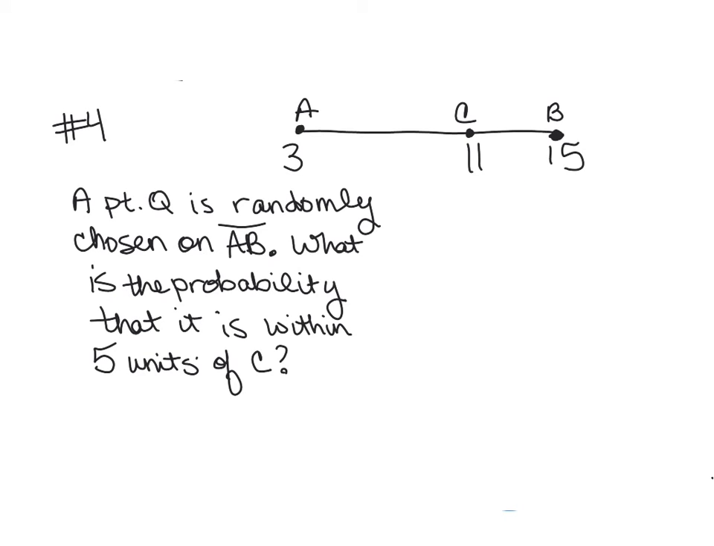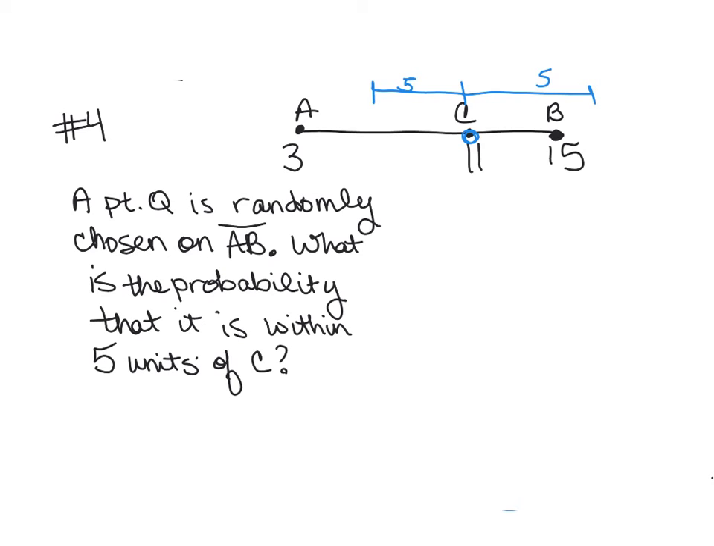Number 4. A point Q is randomly chosen on segment AB. What is the probability that it is within 5 units of C? So we have a new figure here. C is located at 11. And we want to know, if I choose a point Q, what is the possibility that it would be 5 units? So 5 units would go 5 units this way, or 5 units this way. So what's the possibility of it being 5 units away from C on segment AB?